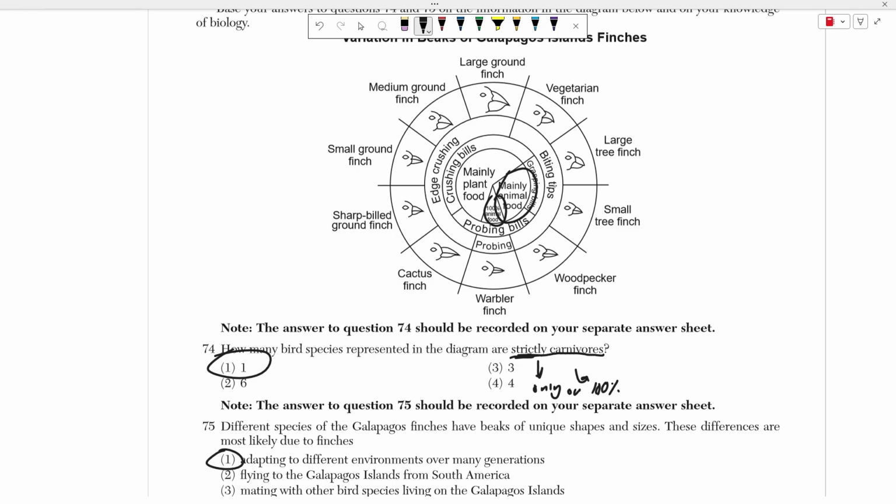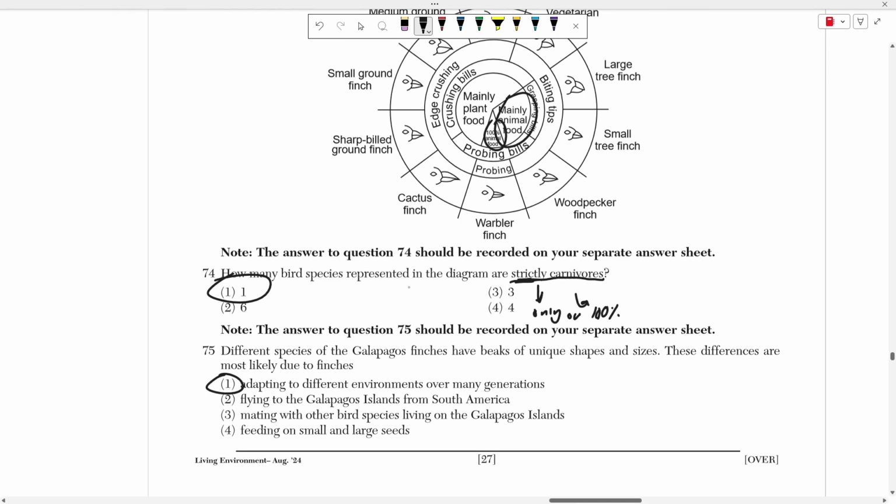Some of these islands don't have any nuts, they have seeds on the ground. That means that you need a very long beak to poke around the ground to get those seeds out. Some of the islands may not have any seeds or nuts, so you have to go for bugs, like the warbler finch, right, that eats 100% animal food. So again, any sort of difference or alteration in a population is going to be due to adaptations.